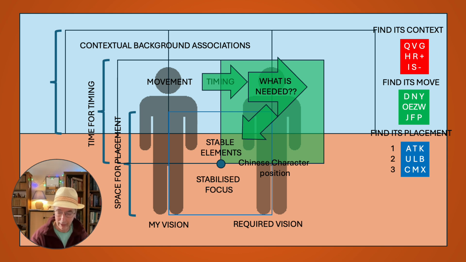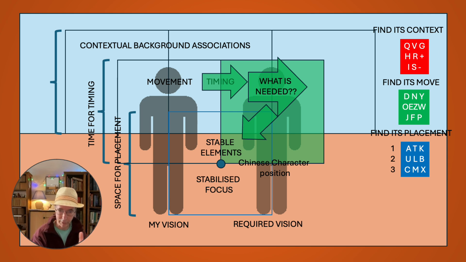The green part is where the focus of each Chinese character lies. Namely, there's a vision behind it. That's why it is a square. The square is this working field. This working field is at two places. It's at a timing concept.